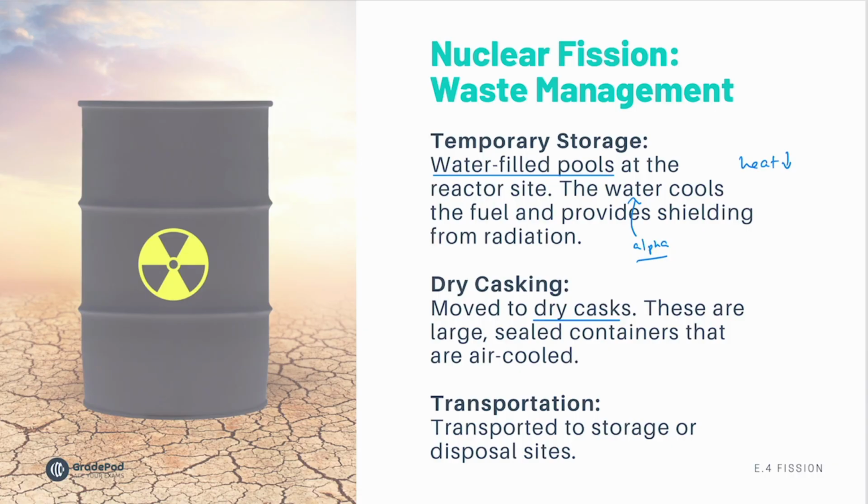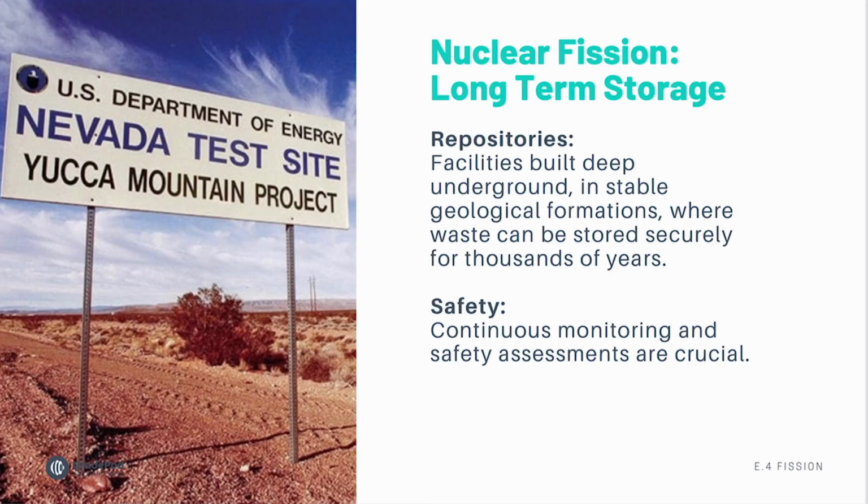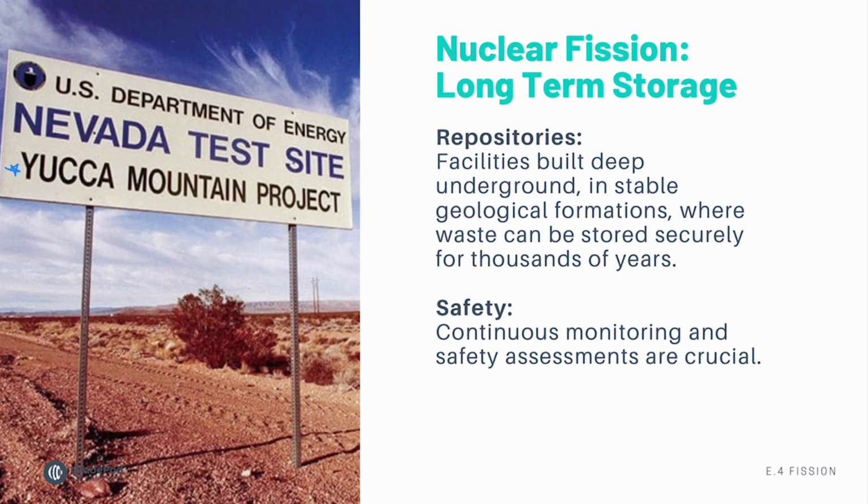And once that waste is ready for transportation, they put it onto the back of a lorry, would you believe, and they drive it to a storage site or a disposal site. This is a highly dangerous activity. After that waste is moved, it goes to something called a repository. And a repository is where we would keep nuclear waste for the long term. One of the most prominent ones is Yucca Mountain Project in America.